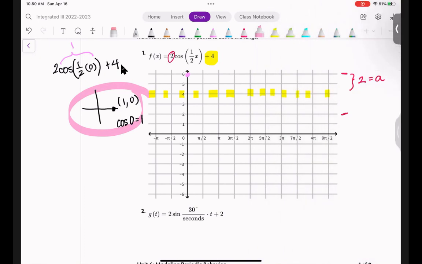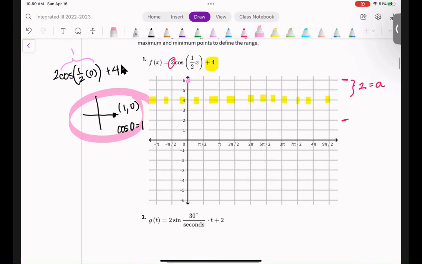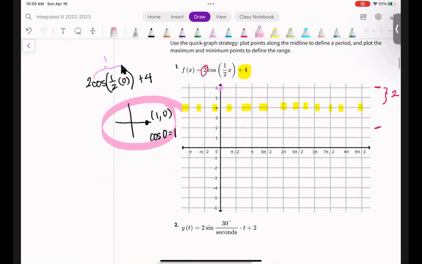Okay, so the next thing, maybe I'll plug in pi because that's a pretty good measure to do. So I'm going to plug in pi. I'm going to do these by hand just so that you can kind of see. So I'll go 2 cosine of 1/2 times pi plus 4. And so this says 2 cosine of pi over 2 plus 4.